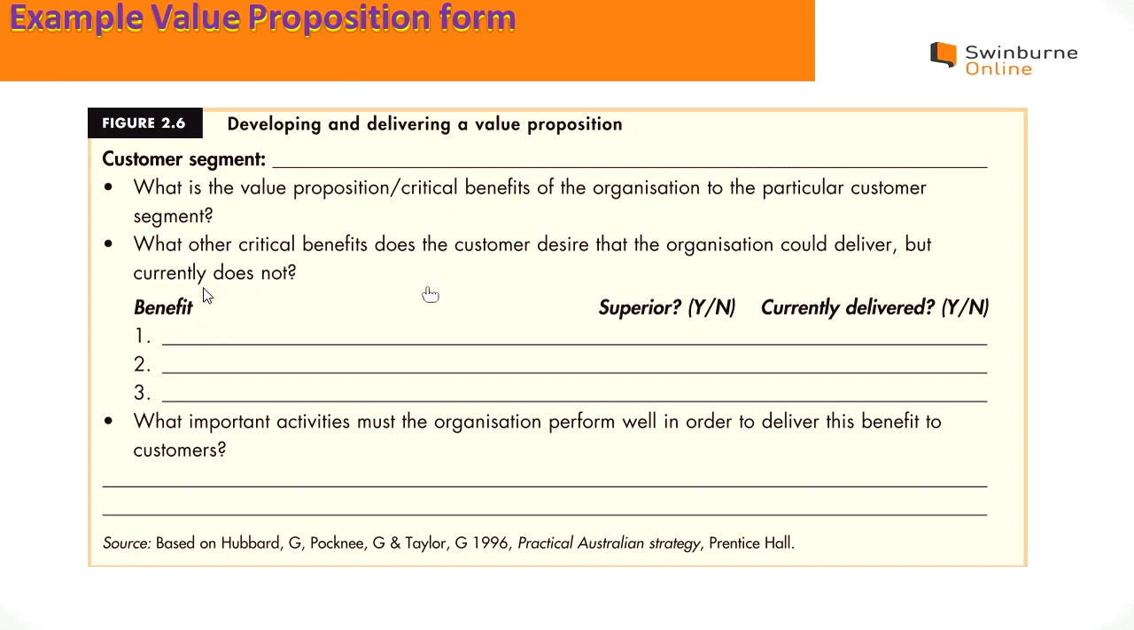What other critical benefits does the customer desire that the organization could deliver but currently does not? So here you put your benefit. Is it superior? Is it currently delivered? And then what important activities must the organization perform well in order to deliver this benefit to customers?